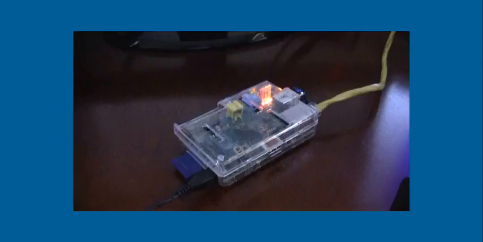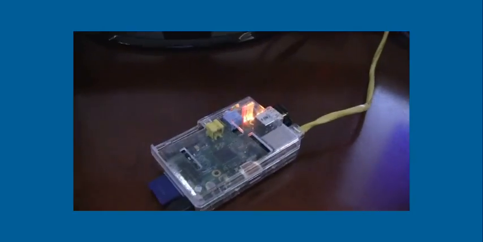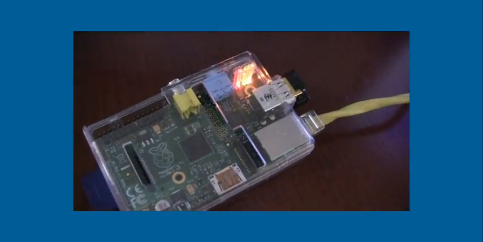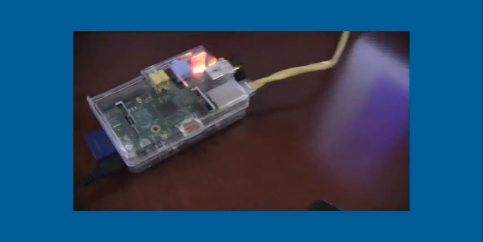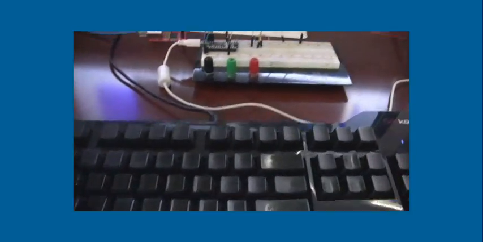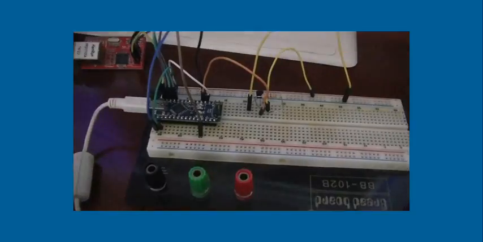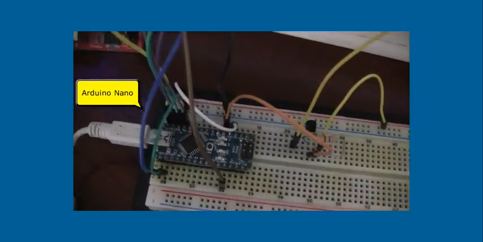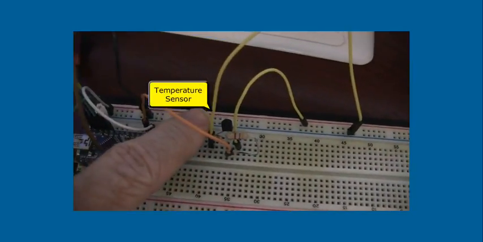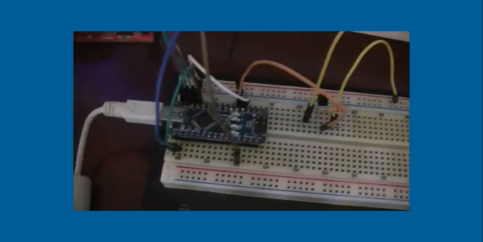There are several components to this. There's the Raspberry Pi that is running the MQTT broker. Then I have an Arduino that has a temperature sensor on it and an Ethernet board so that it can connect to the network and in turn connect to the MQTT broker.